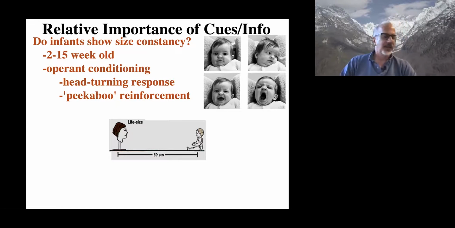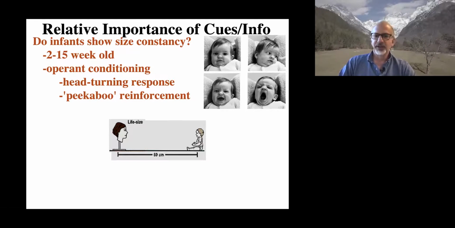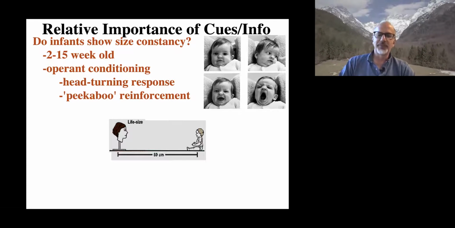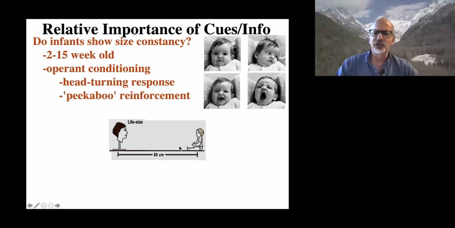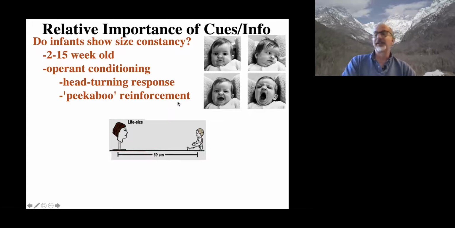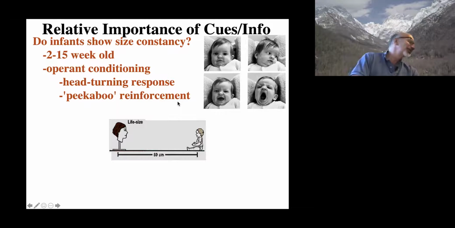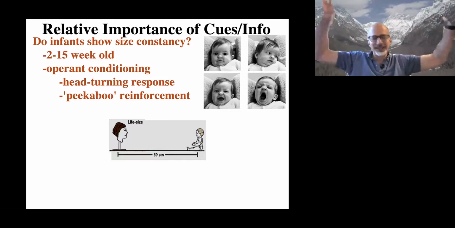You get them to respond to this situation. Whenever you put the mannequin there, and I should mention, the way they do this is they put a little curtain in front of the infant. It doesn't see anything. The curtain lifts, and then they see the mannequin head. And if they see the mannequin head, they do their little head turning response, and mom pops up and goes peekaboo.